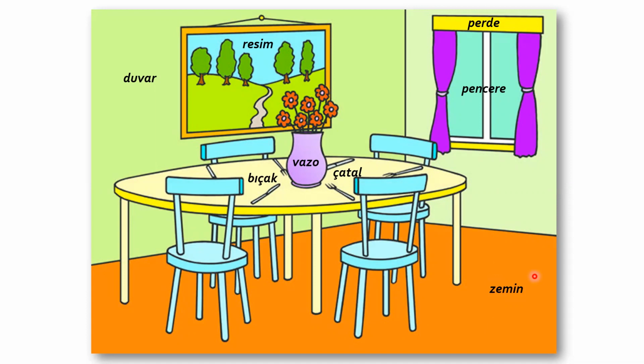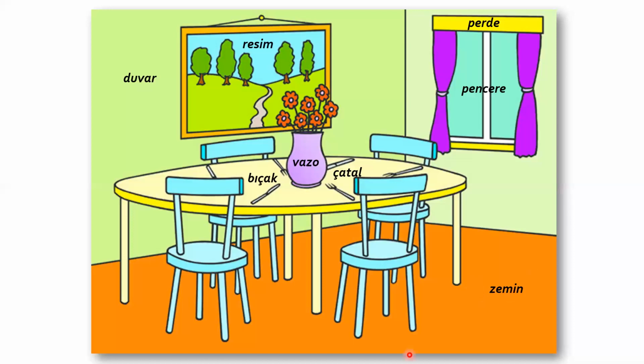So let's start. Zemin, which means floor. Zeminde sandalye var mı? Try to answer this question by yourself. Okay, now I will give you possible answers. You can say Zeminde sandalye var, which means there is a chair on the floor. You can also count how many chairs there are here, and you can say Zeminde dört sandalye var, which means there are four chairs on the floor.